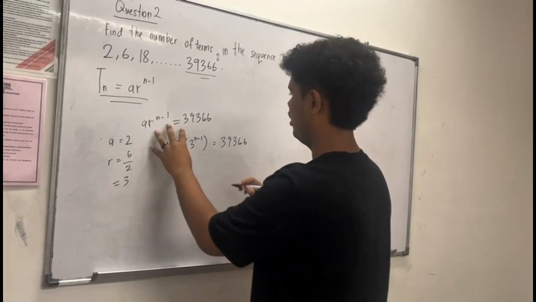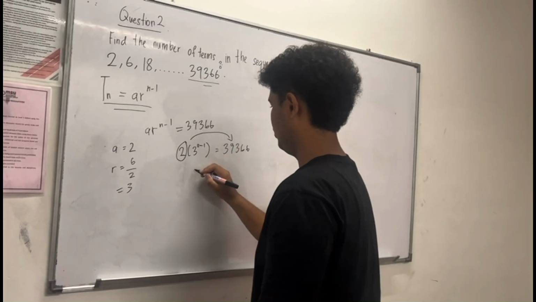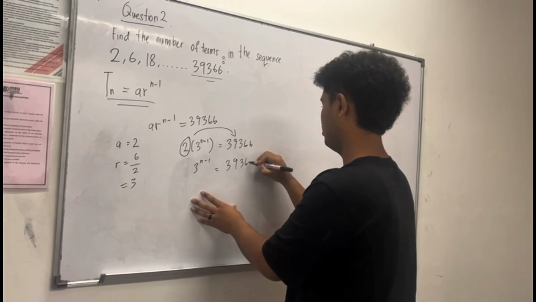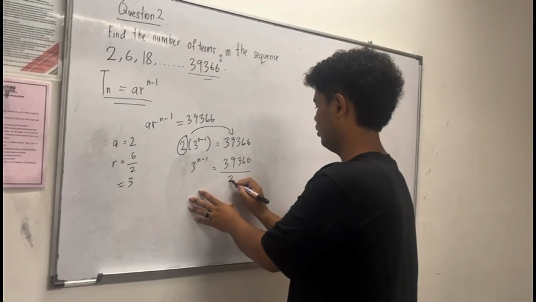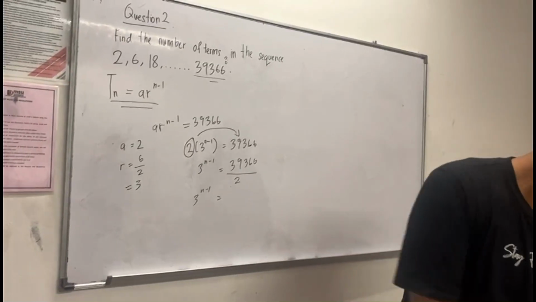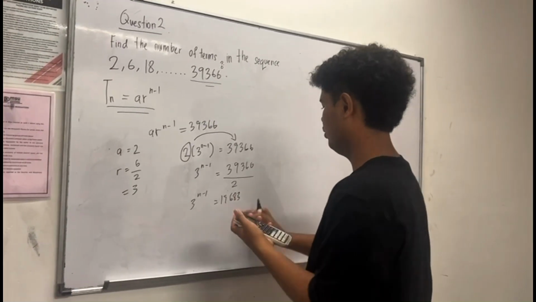The expression equals 39,366. So we bring the 2 to the other side, so we get 3 to the power of n minus 1 equals 39,366 divided by 2. The answer we get is 19,683.